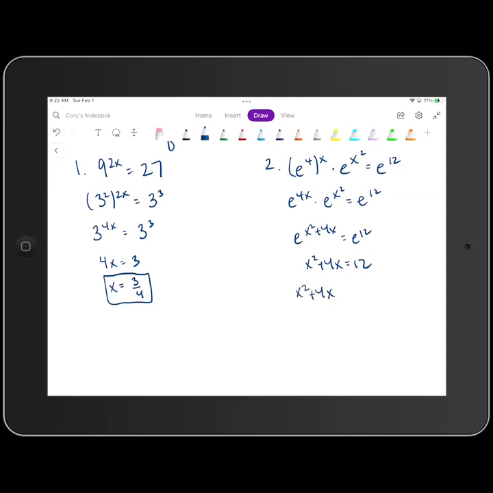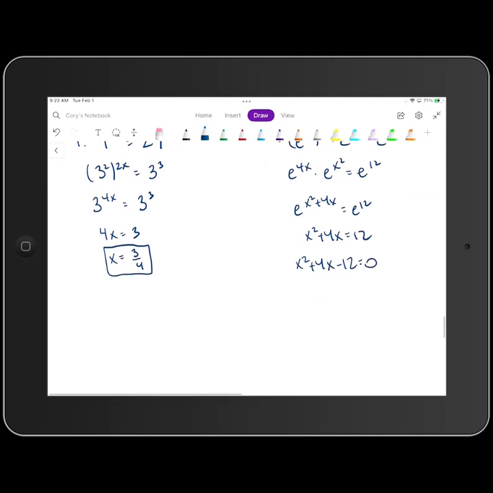So I'm going to go ahead and move all the terms to one side and set equal to 0. This is factorable, so it's going to factor to x plus 6 times x minus 2, which means x is equal to negative 6, and x is equal to positive 2. So that equation there has two solutions.